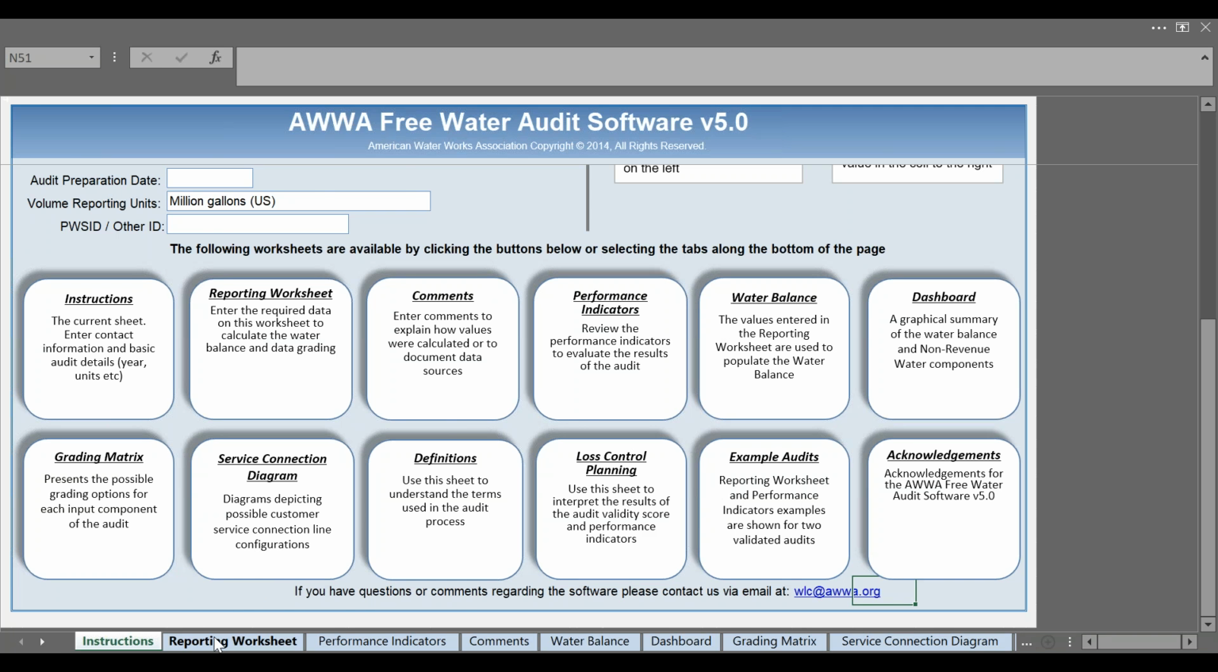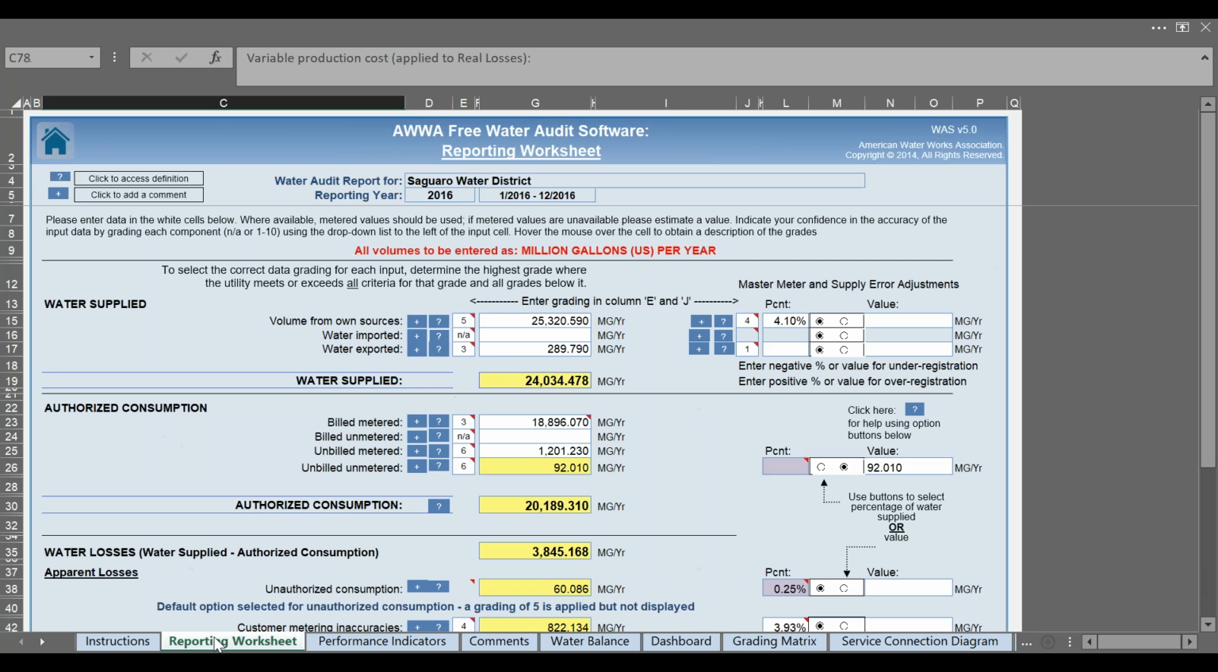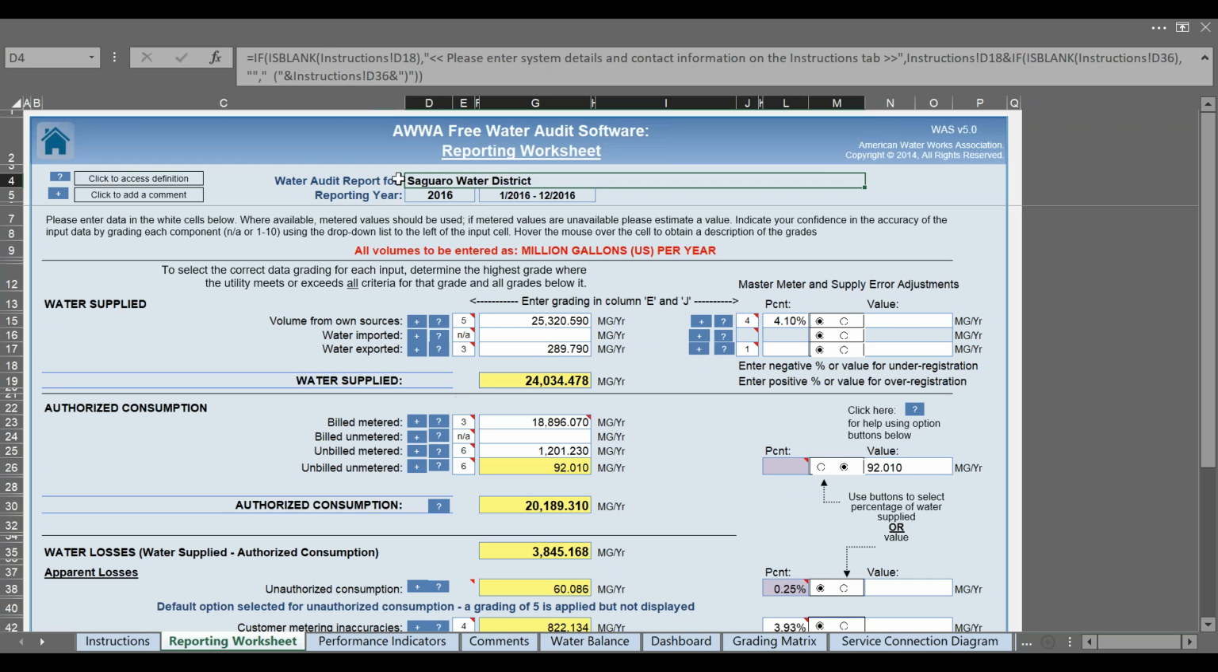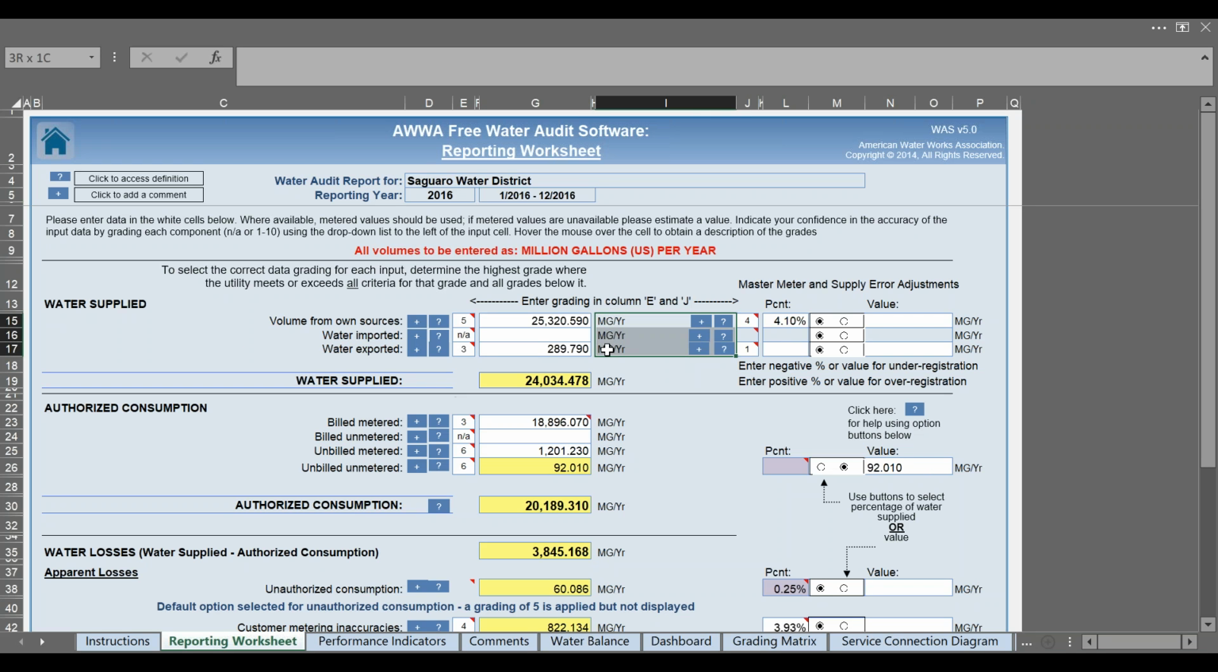So we'll take a look at our reporting worksheet. The reporting worksheet is where the remaining input for your utility-specific information will go and where you will primarily interact with the software. You can see right off the bat that some of the information that we have input into our instructions tab has populated over onto our reporting worksheet, our utility name, and the reporting year. So we've got 2016, our calendar year of 2016. Also, you'll see that the units that we provided on the instructions tab have already pre-populated over here.